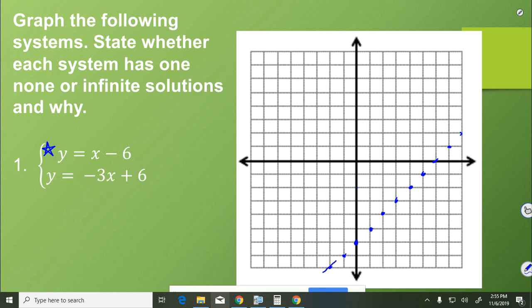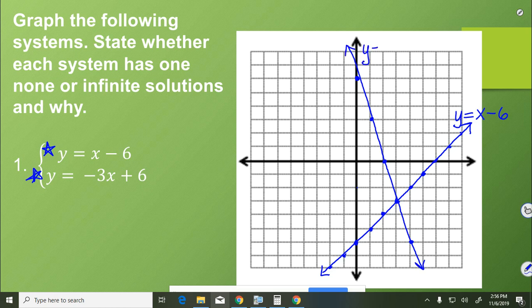Take your straight edge and neatly draw a line through those points. And remember, since we're drawing a system, we have to label it with its equation. Then we graph the second, y equals negative 3x plus 6. So now we start at positive 6 on the y-axis, way up here. And then since it's negative 3, we go down 3 and right 1, making our solution one solution because they cross once.